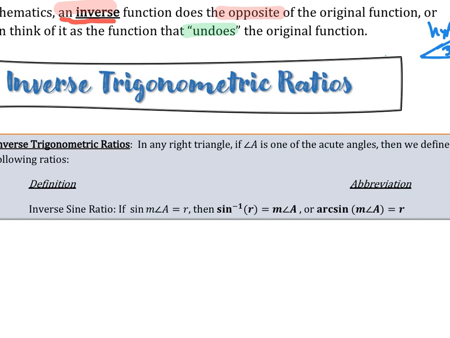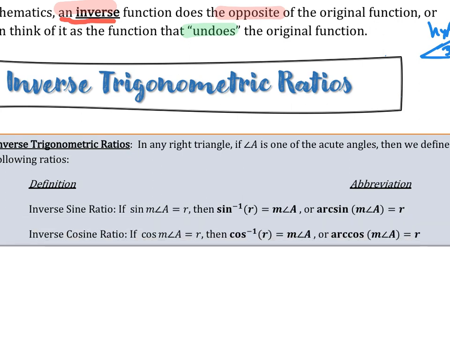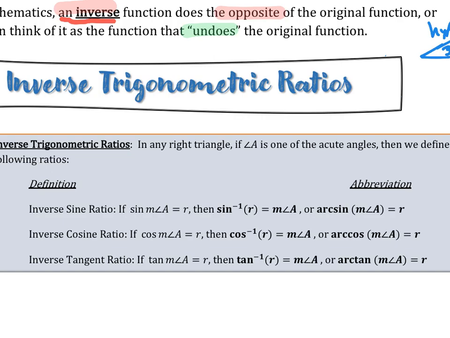Or another way that's written, we sometimes see that as arc sine. We won't see it a lot like this. We'll use this one mostly, but you'll see arc sine as another way that it's been traditionally written. So again, the inverse here is going to find the angle. The same thing goes for cosine. If we know that the cosine of an angle is R, then the inverse cosine will give us the angle, or the arc cosine. And same thing for tangent.